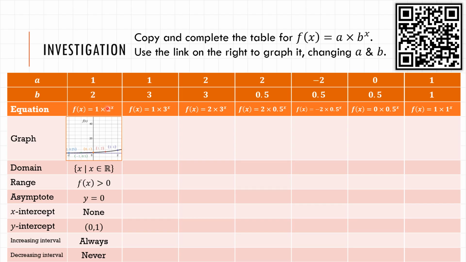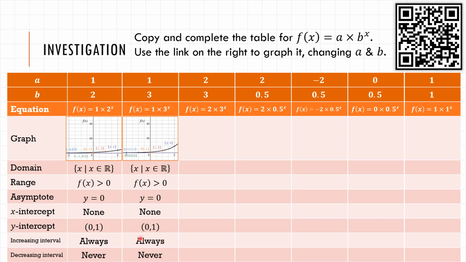Once we increase the growth factor from 2 to 3, notice what happens. Ooh, the function is actually increasing, maybe a little bit faster. Its domain is still any real number, and it still only exists above 0, and the asymptote is still y equals 0, and it still doesn't have an x-intercept. Its y-intercept hasn't changed either. Isn't that interesting? Even though it looks like it's rising faster, the y-intercept is still 0, 1. And it's always increasing and never decreasing. So notice how many similarities there are when we increase the growth factor b.